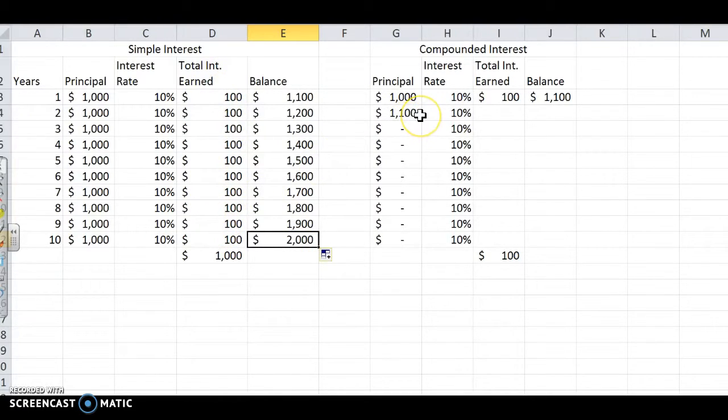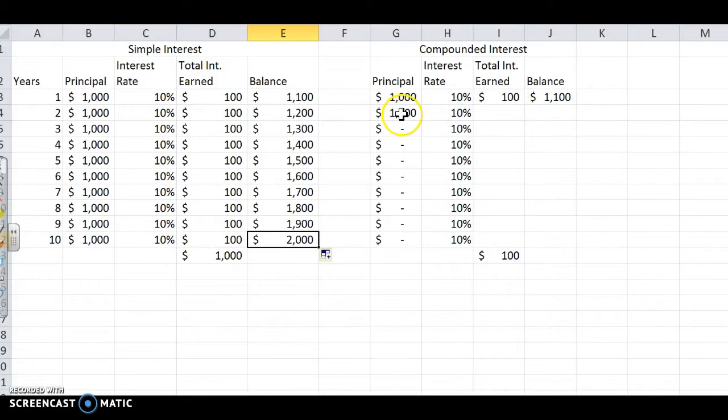Now you can see with the power of compounded interest how much more money you could make. In the first year, the principal times the interest rate results in $100 earned, or the balance at the end of year 1 of $1,100. That is the same as under the simple interest calculation. The difference occurs in years 2 through 10.